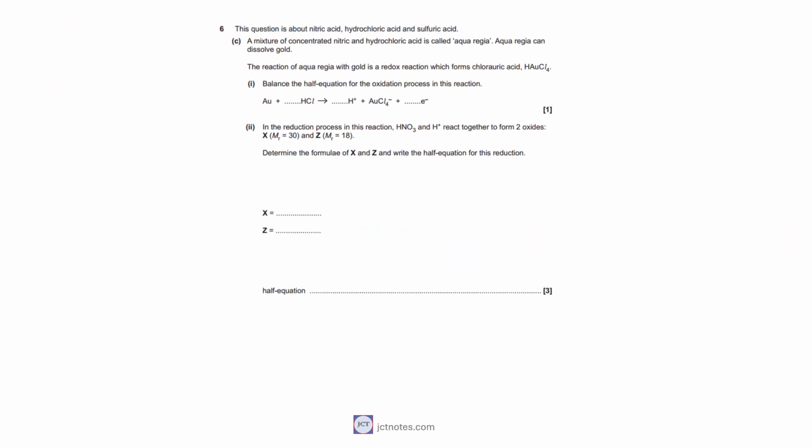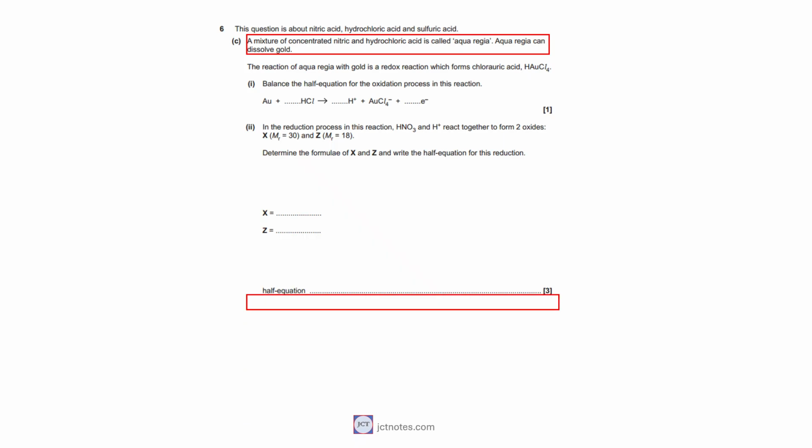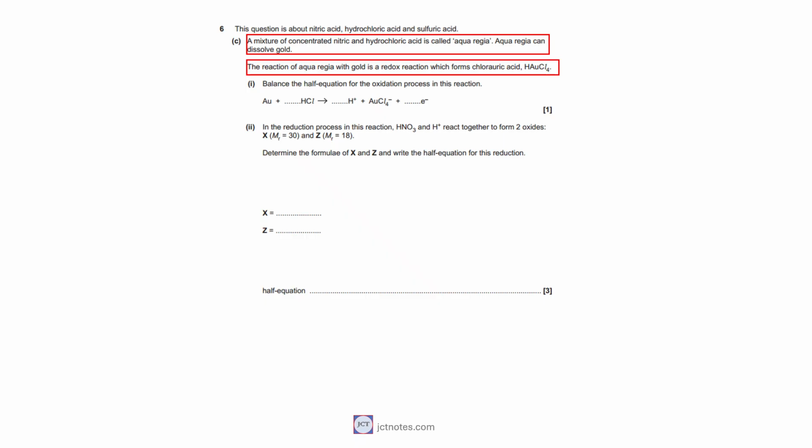For Part C of Question 6, we are dealing with aqua regia, a mixture of concentrated nitric acid and concentrated hydrochloric acid. Aqua regia is able to dissolve gold. The reaction between aqua regia and gold is a redox reaction that produces tetrachloroaurate(III) ions. In the first part of the question, we are asked to balance the oxidation half equation.